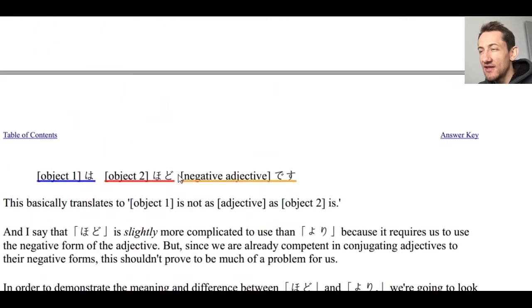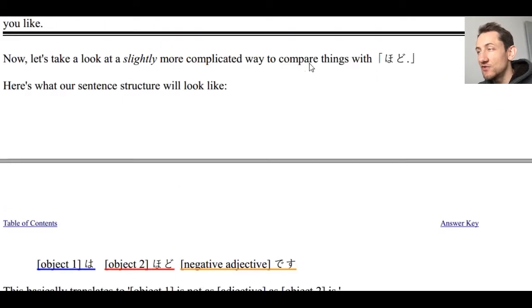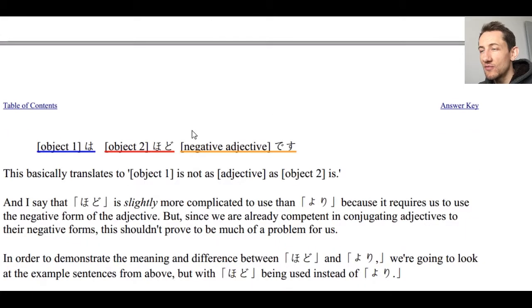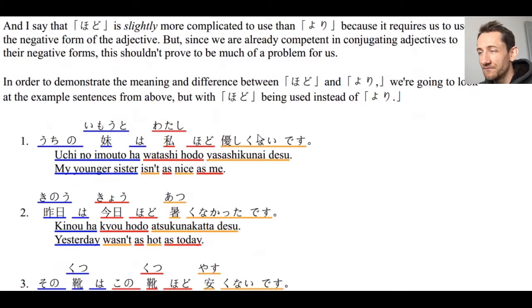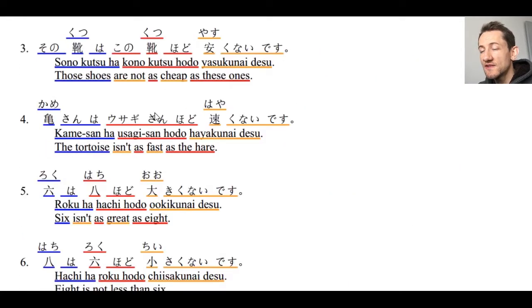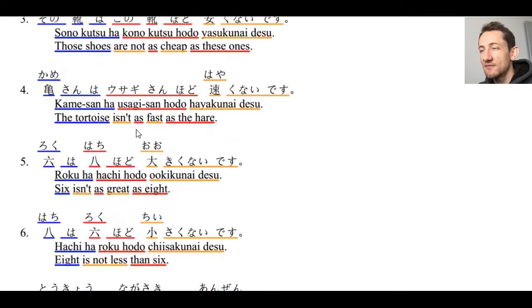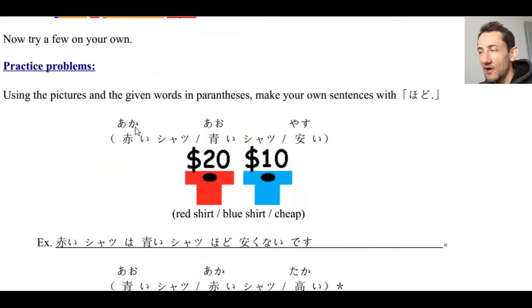All right, so that's it. A really quick look into using hodo, but all you have to remember is that we need to use the negative form of the adjective. So object 1 wa, object 2 hodo, negative adjective. And of course, you may have to use the past tense, but you need to use the negative form of the adjective. Whether it's an i adjective or a na adjective, it doesn't matter.